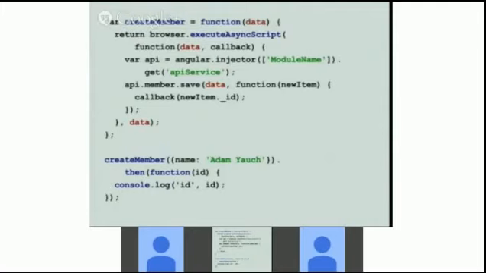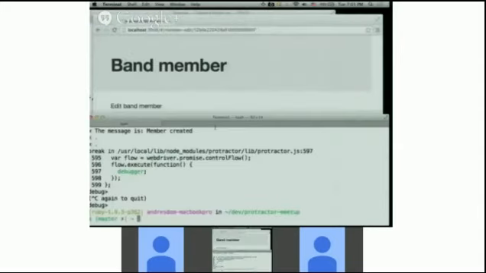So imagine I'm writing a test for a member, and I want to update a member, but I need a member to be created first. So I create it calling the REST API, and then I do something like this, create member, and then when you get the response, this is the ID of the newly created member. And it looks like this.